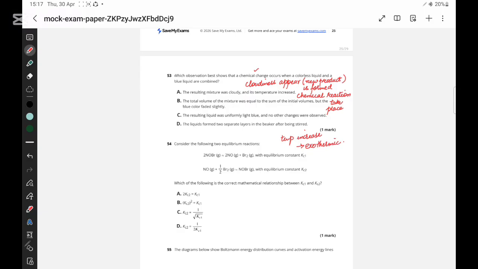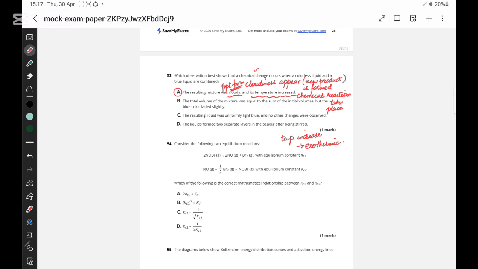So the best option is going to be A because it shows that cloudiness appears, which means a new precipitate forms, a new product has been formed, and the temperature increases, which means it's an exothermic reaction where the temperature has increased as well.